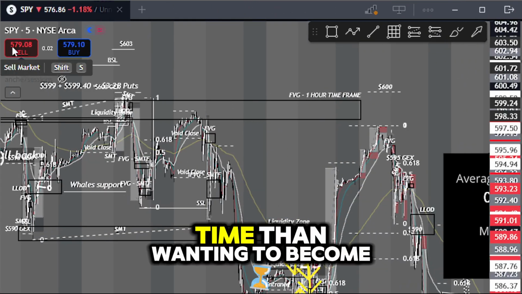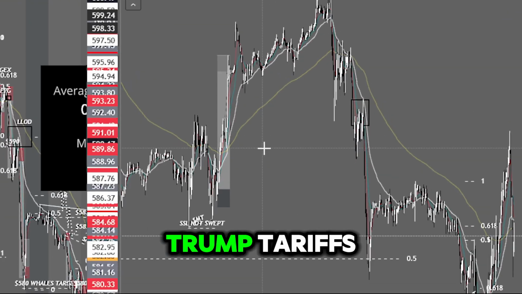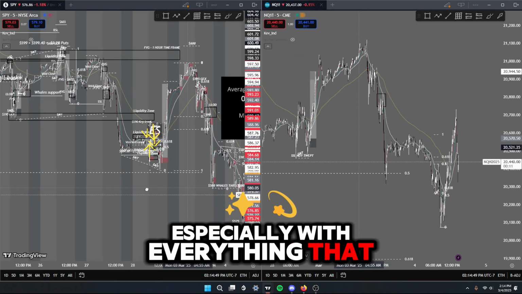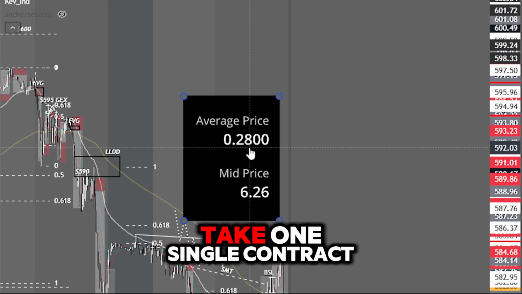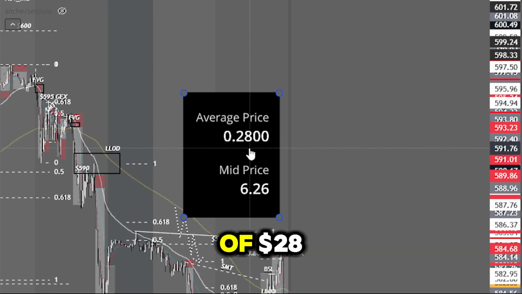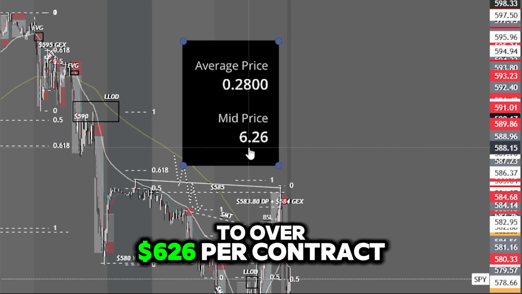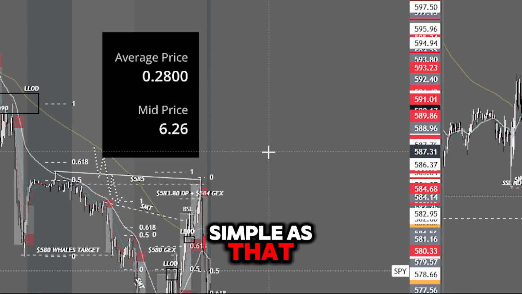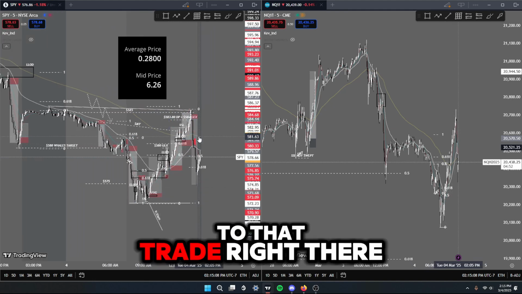There is no better time than now to want to become a day trader, especially with all the Trump tariffs and everything being raised in price. Wouldn't you like to be able to take one single contract from $28 to over $626 per contract? Simple as that. And I will explain how I took every single trade to get to that trade right there.